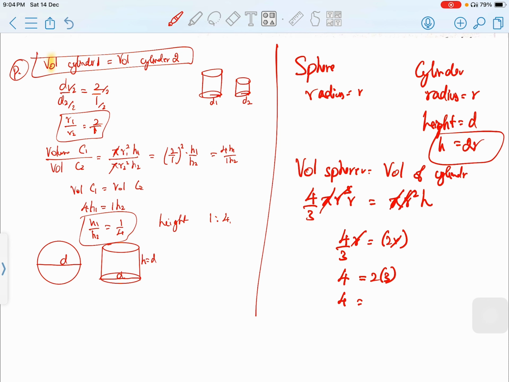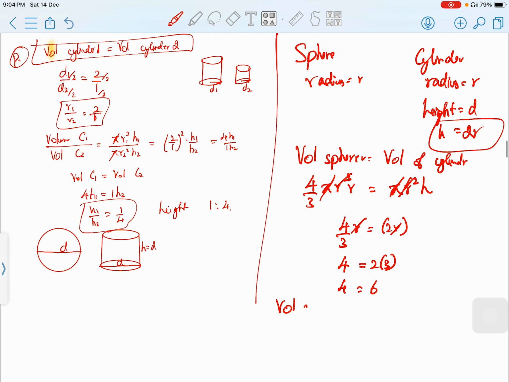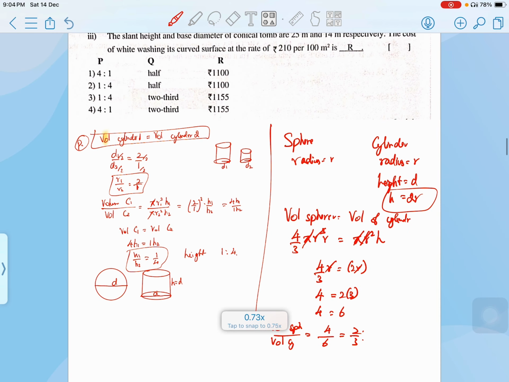Which means if you divide both, volume of sphere by volume of cylinder, for the sphere you will get 4 parts, here you will get 6 parts. So they are in a ratio 2 is to 3. Can you understand? So we can say 2/3. So my option is 3.